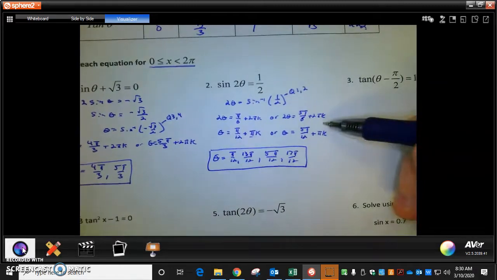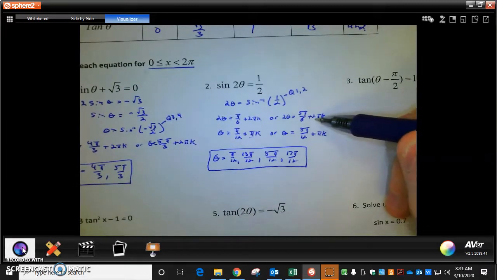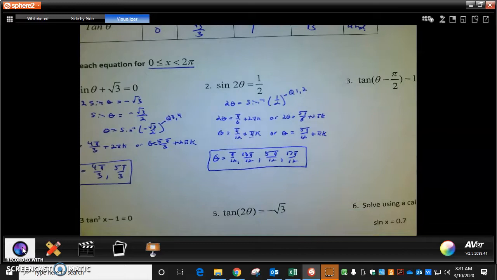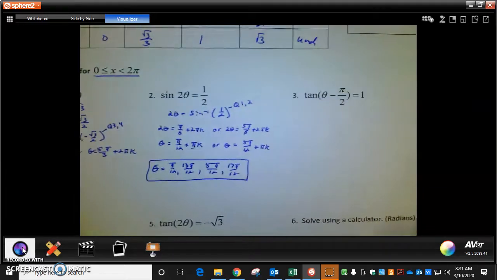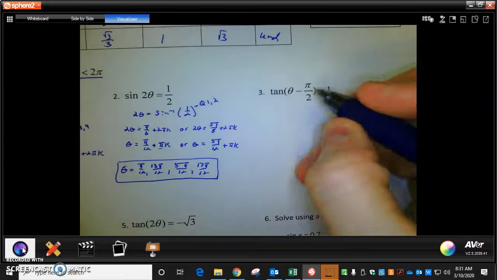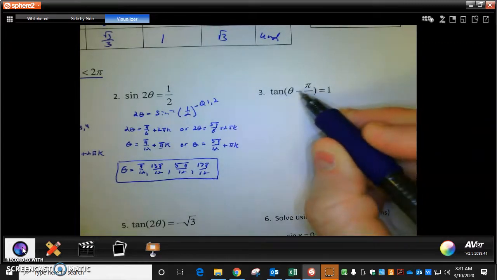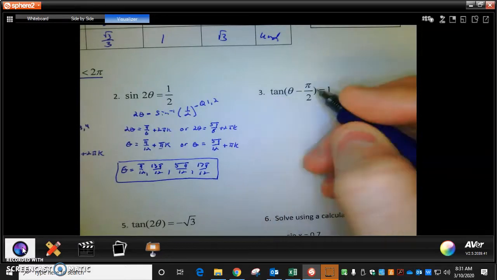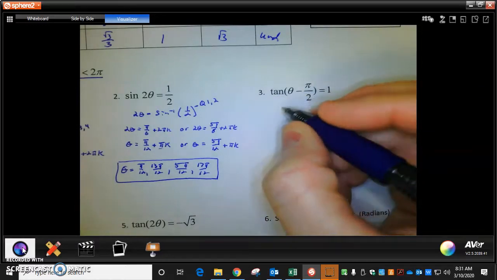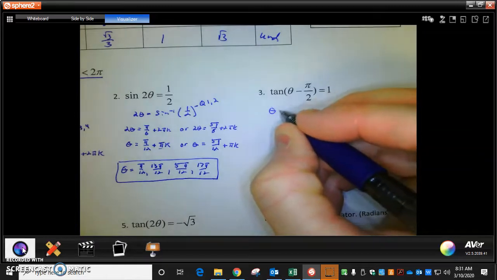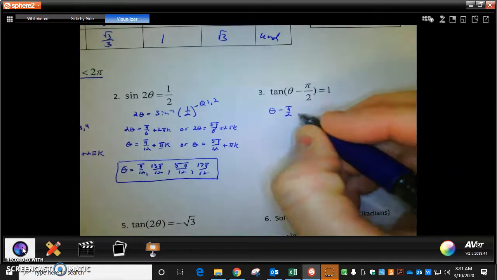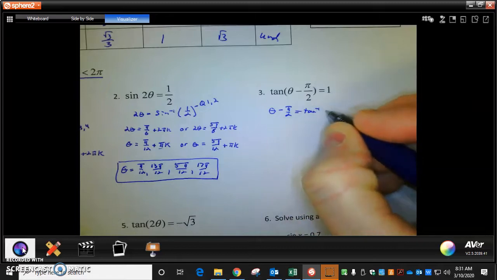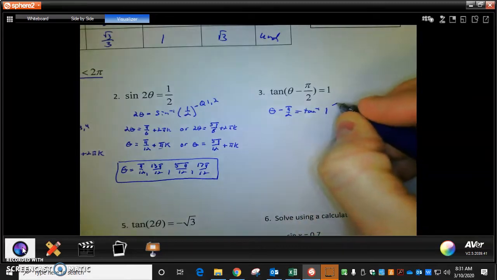So we always need to throw in that extra plus 2 pi k to see whether or not it's going to generate some extra solutions. Okay? All right. Let's look at 3. So this one's a little bit different. This one has a subtraction in it. Again, order of operations, I have to get rid of the tangent first. So this is going to stay put for now. So theta minus pi over 2 equals the inverse tangent of 1, positive 1.